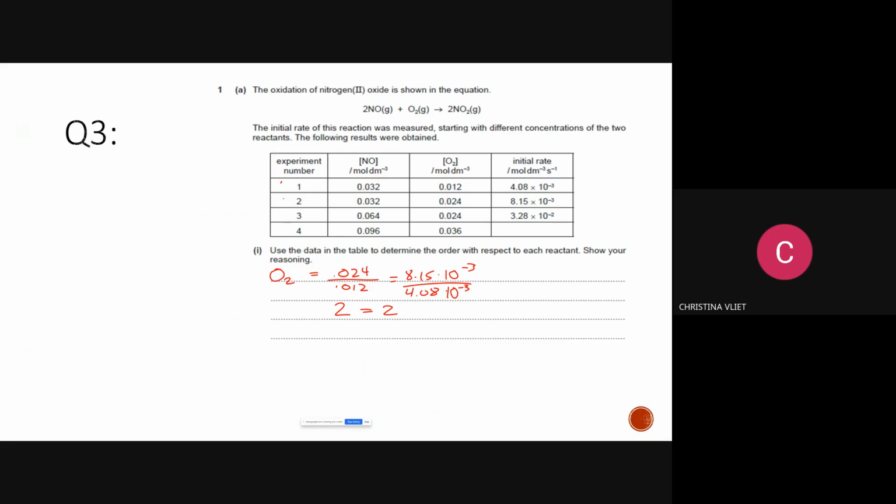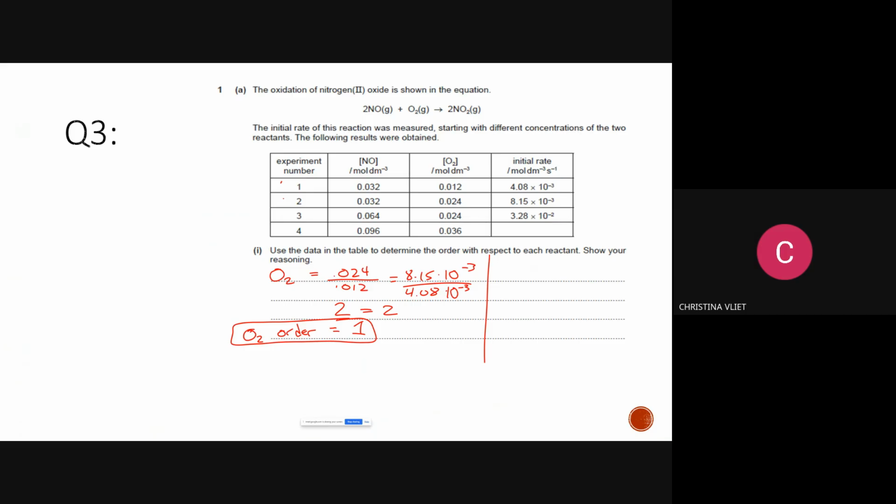It's 2. When I double the concentration, I double the rate. The order must be linear, right? So the order must be 1. So order equals 1 for O2. And then I'm going to write a line here, and then I'm going to do NO. So what do we do now for NO?